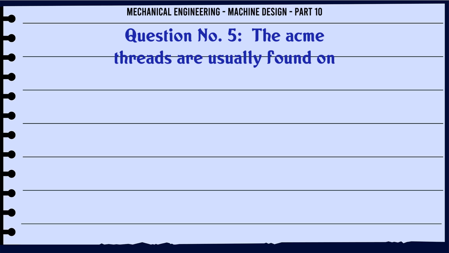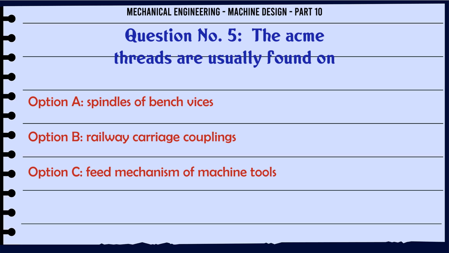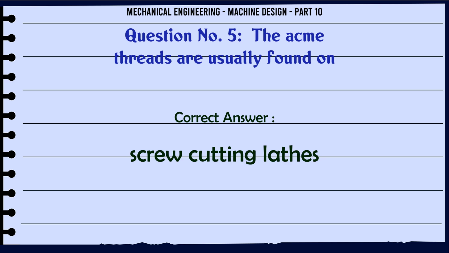The acme threads are usually found on A. spindles of bench vices. B. Railway carriage couplings. C. Feed mechanism of machine tools. D. Screw cutting lathes. The correct answer is screw cutting lathes.